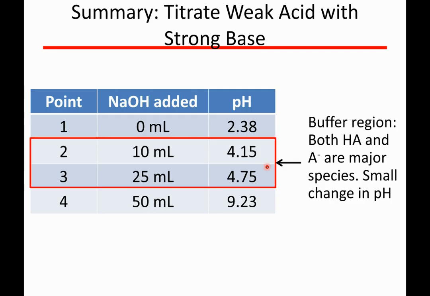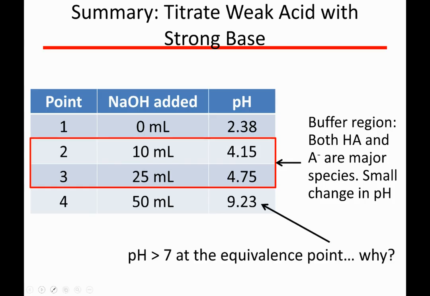However, things don't remain a buffer forever. As you continue adding more and more sodium hydroxide, you get to a point where you consume all of the acetic acid, and then it's no longer a buffer anymore. It does not resist pH changes. So that's why we see a big jump up in the pH when we reach the equivalence point. Once you've used up all of the acetic acid, it's no longer a buffer, and so the pH spikes.